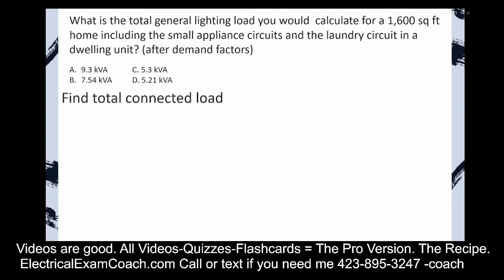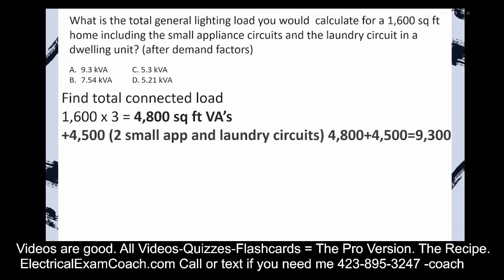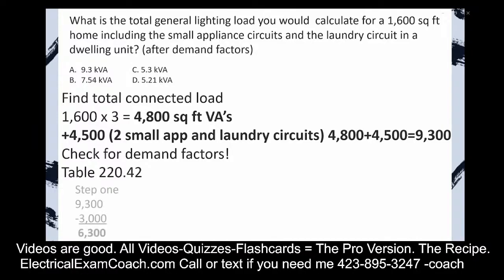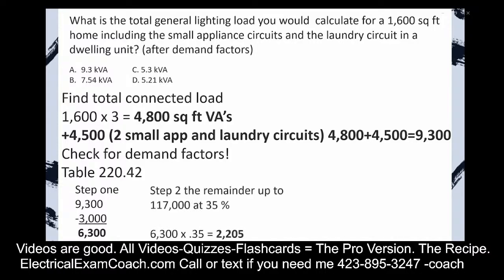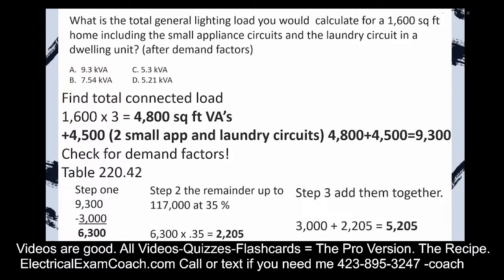Step one, find our total connected load. We're going to take our 1,600 square foot multiplied by 3 VAs per square foot, and that equals 4,800 general square foot VAs. Now we need to tack on our 4,500 for our 2 small appliance and 1 laundry circuits. Then we take that load and we check for demand factors. We head to table 220.42. We're going to take our first 3,000 at 100%. Then we're going to take that remainder at 35%. Then all we have to do is total the two back together. And we're going to select D.